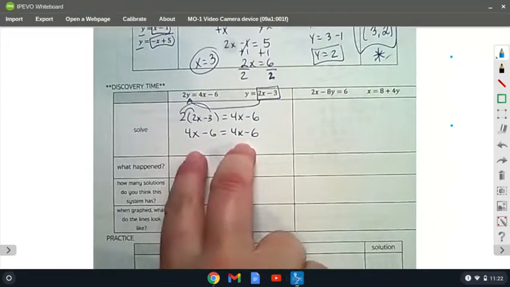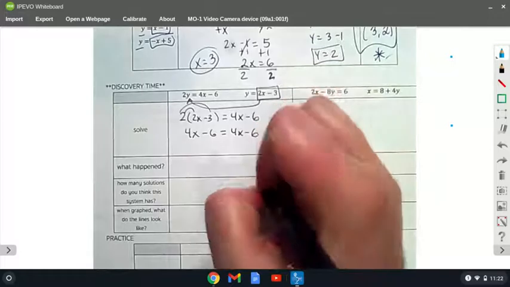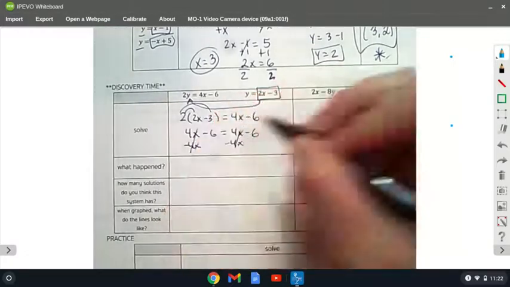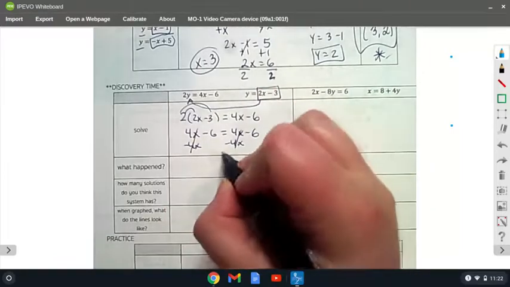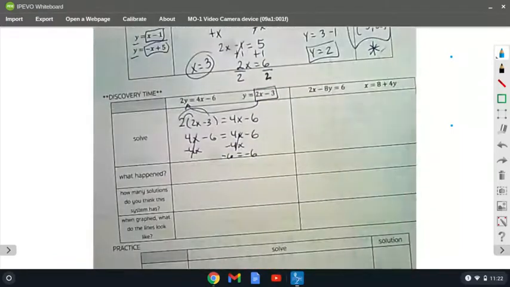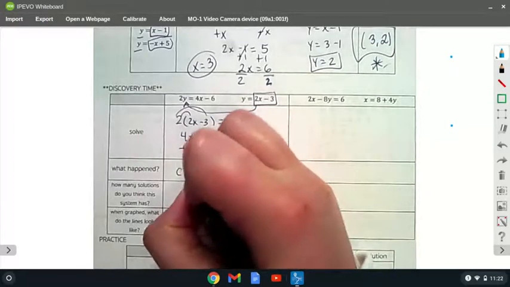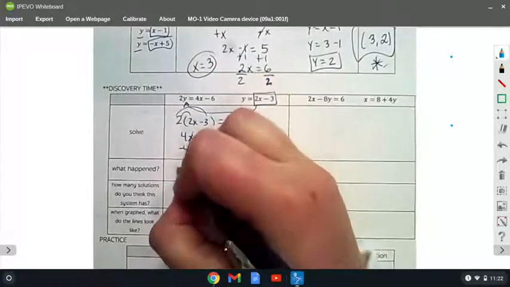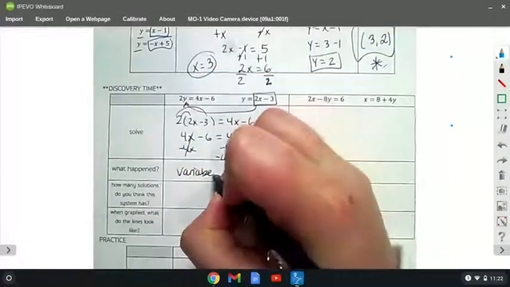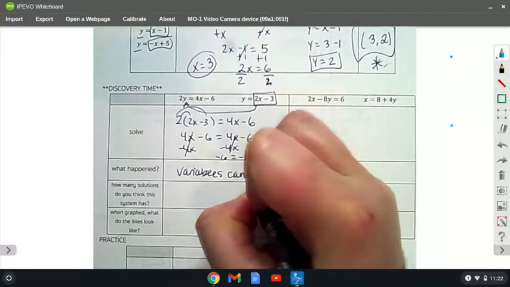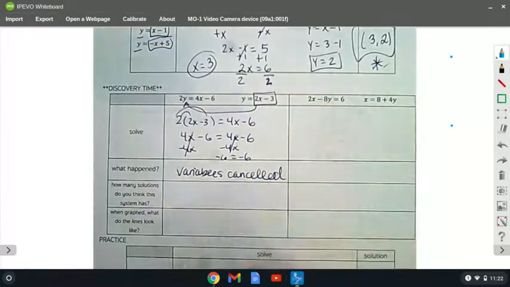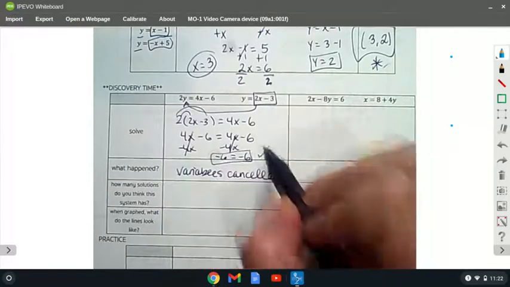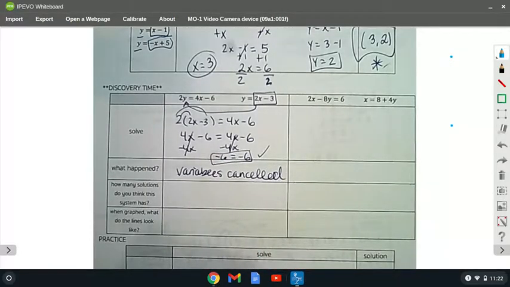Okay, you can see here now that both sides of the equation are the same. I still could try to solve this. If I subtract 4x from both sides, my x's are going to cancel on both sides, leaving me with negative 6 equals negative 6. So what happened here is my variables canceled. So they disappeared. But what happened is I ended up with a true statement because negative 6 is equal to negative 6.